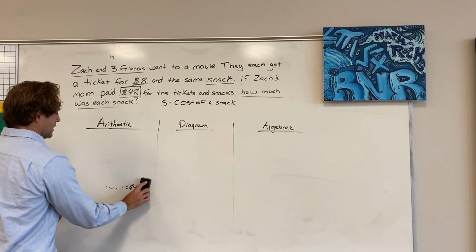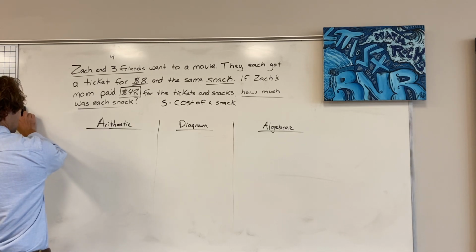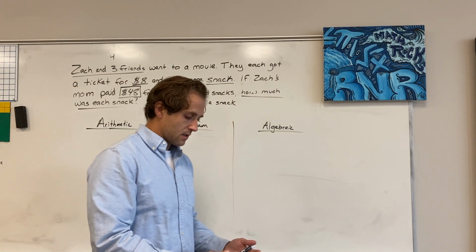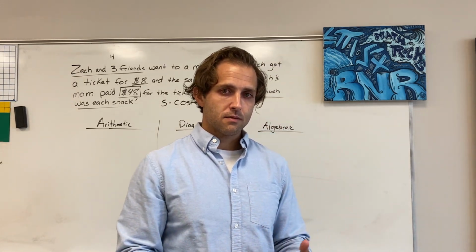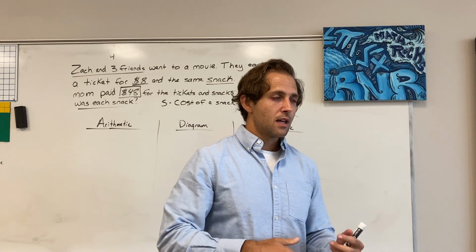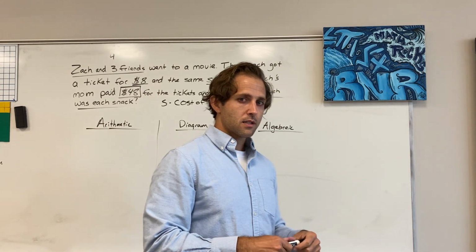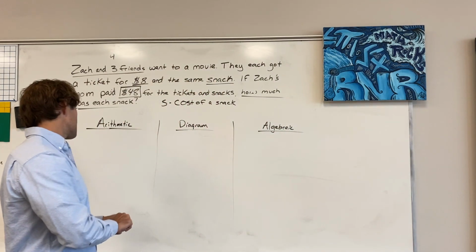In that process, basically what I was doing was multiplying 4 times the number of tickets and 4 times the number of snacks and trying to find my total cost of tickets, my total cost of the snacks, and then figure out how much each snack cost. Let's change the thought process.